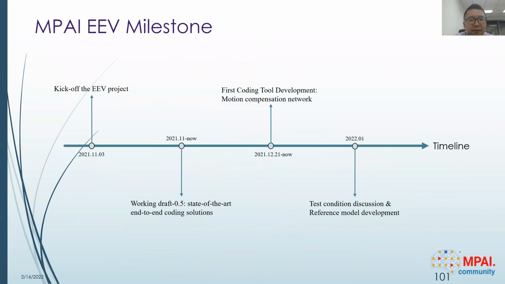As for the MPAI EEV milestones, we officially kicked off this project in November of 2021. Over 3 months have passed, and we have achieved significant progress. We have made a working draft on the state-of-the-art end-to-end coding solutions, and we have discussed and made decisions on the trials and investigations for the first coding tools for the MPAI EEV project. Currently, we are discussing the test conditions and the reference model development.